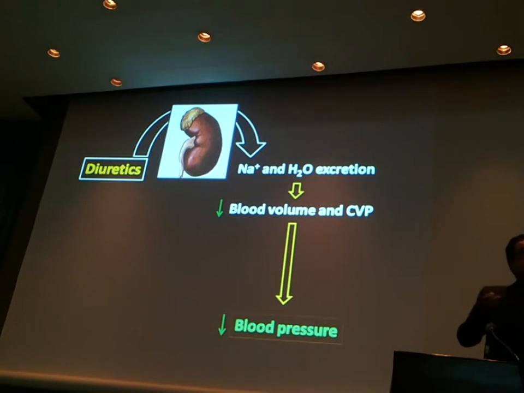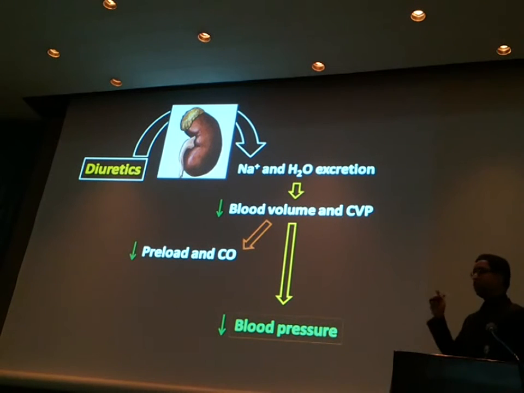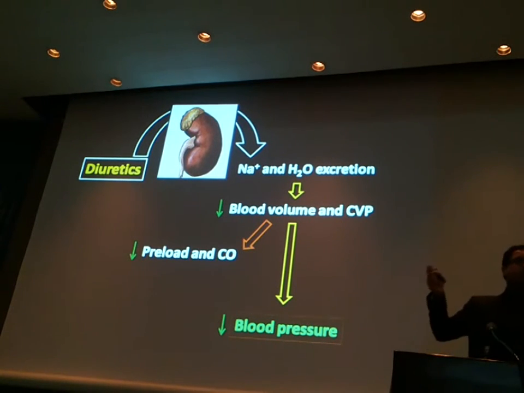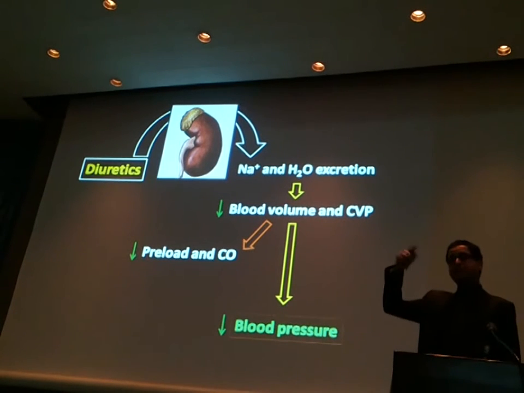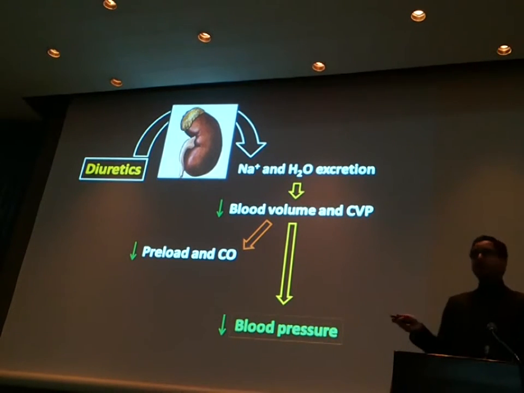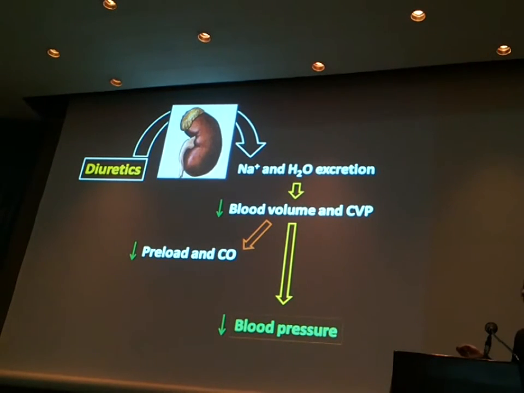That's the major effect. But as I told you before, there's a chronic effect. Once you reduce the blood volume and central venous pressure, the other thing that will be affected is cardiac output, and that's because blood volume represents the preload of the heart. So if you reduce both of these things, that's going to come back to reduce the blood pressure.